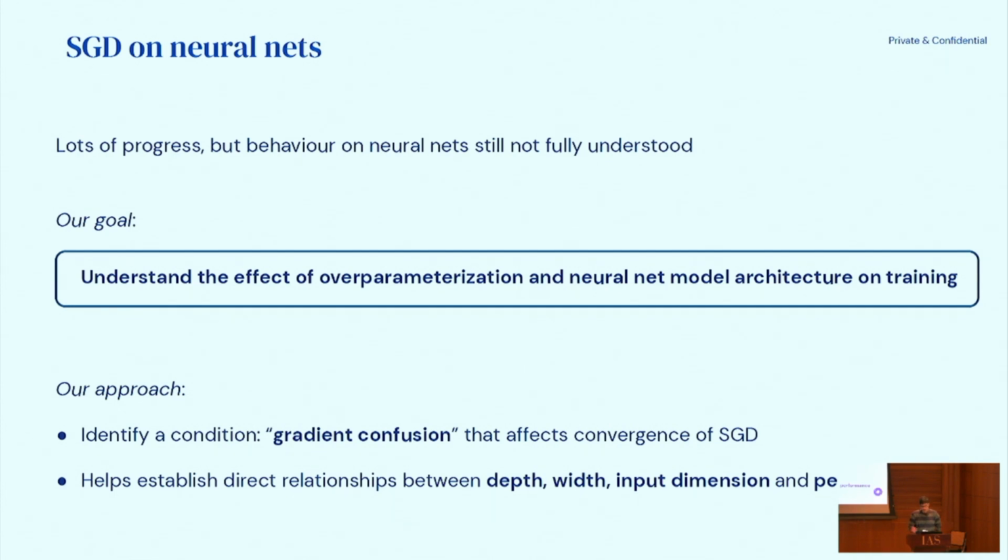Our approach is to identify this condition, which we call the gradient confusion condition, which affects the convergence of SGD. And we show that using this gradient confusion condition, we can establish direct relationships between the network depth, the layer width, input dimension, and training performance.